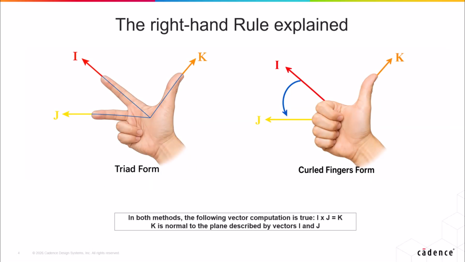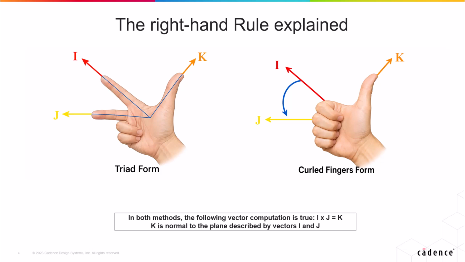There are two ways to visualize the right-hand rule. The first is what we call the triad. Take your right hand and orient it like this. Your index finger points in the positive i direction, your middle finger points in the positive j direction, and your thumb, which is the cross product of i and j, points in the positive k direction. Because k is normal to both i and j, we sometimes call it the normal vector.